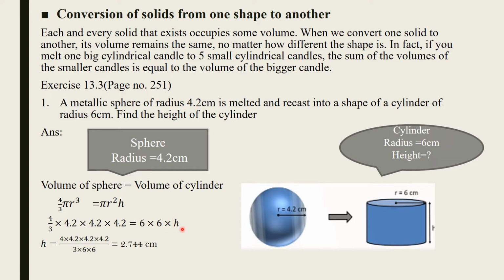To find the value of h, we can transpose the other two quantities, that is 6 to the left hand side. So our answer will be 4 into 4.2 whole cube by 3 into 6 square, which is equal to 2.744 centimeter.